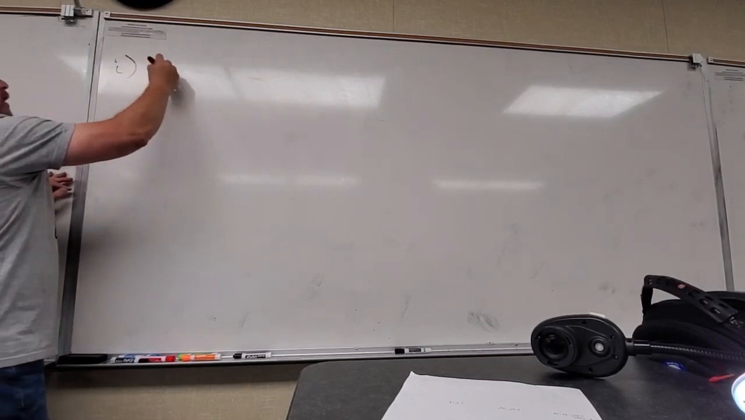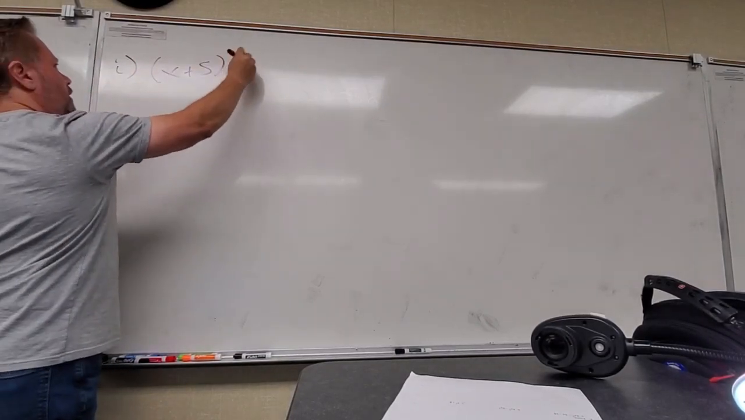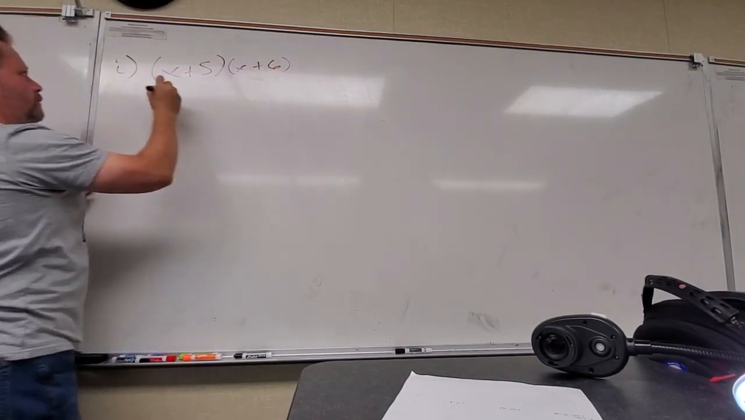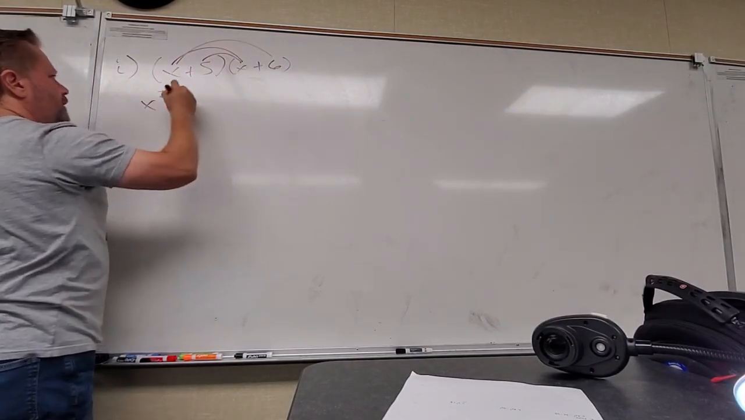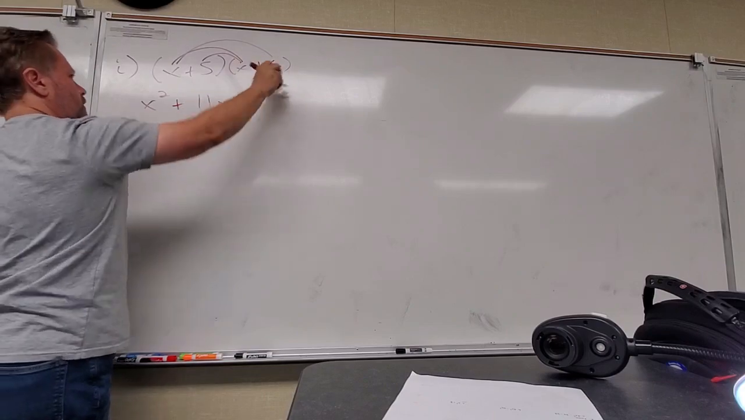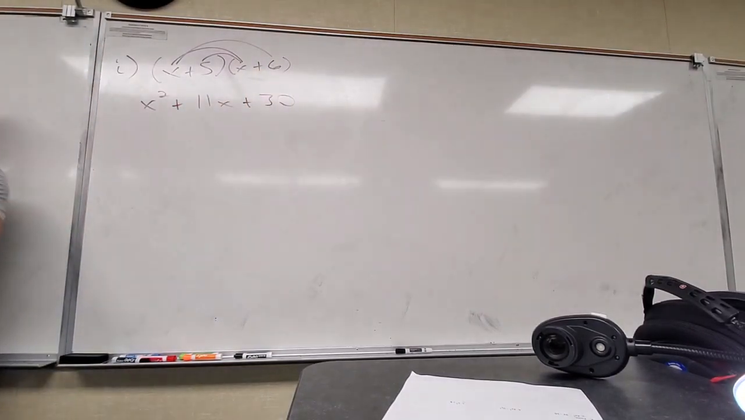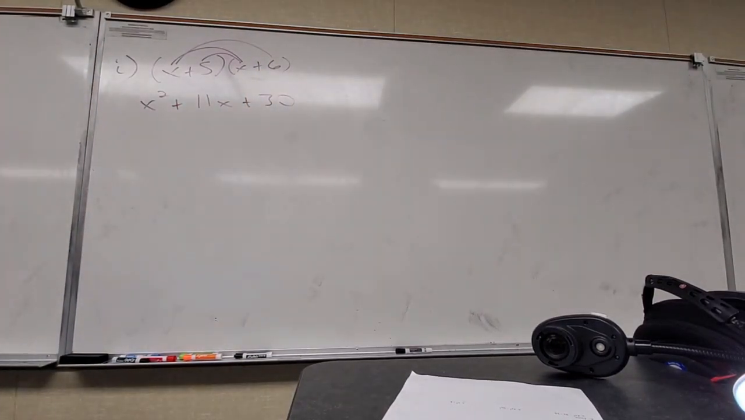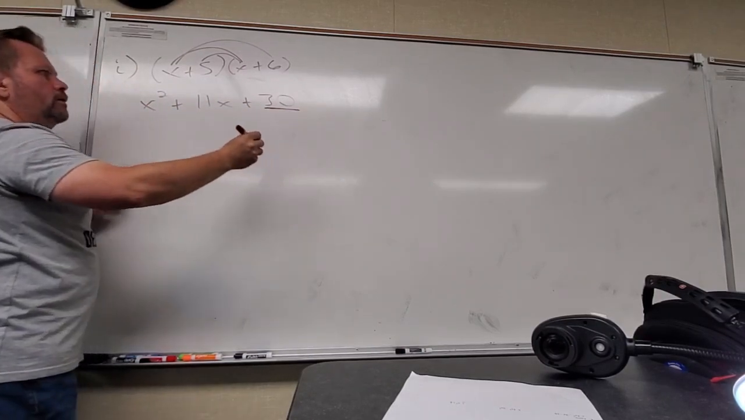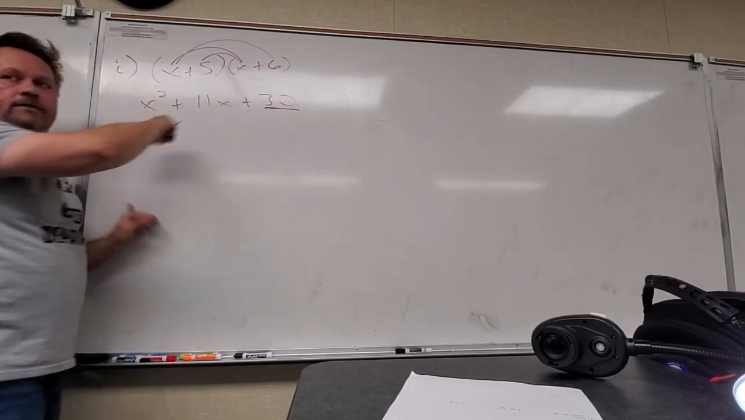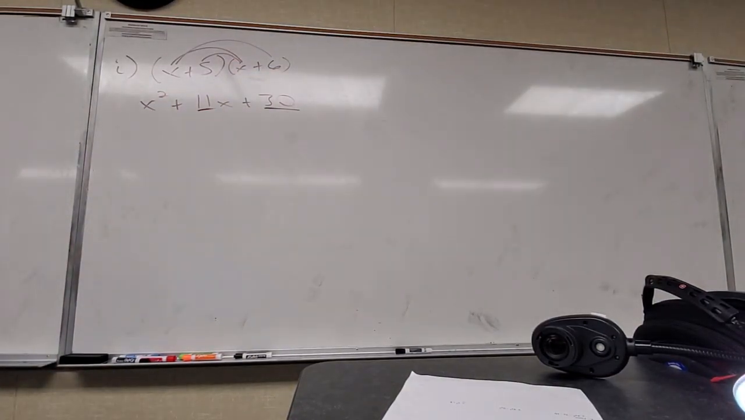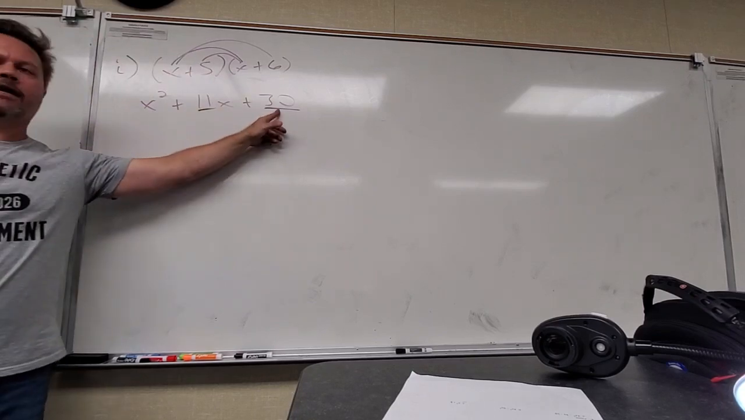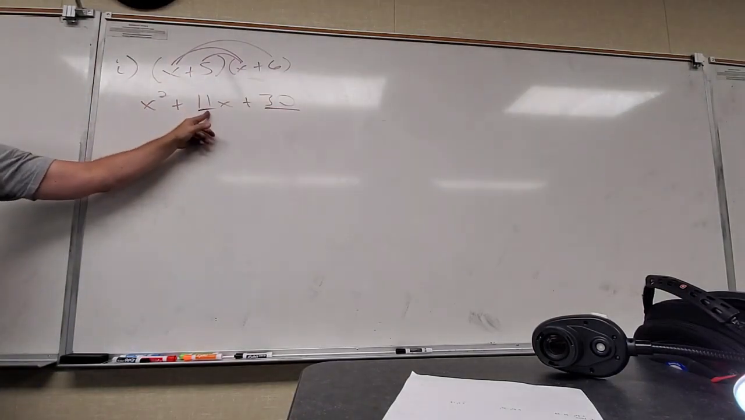So if I have x plus 5 times x plus 6, and I multiply these out, I get x squared plus 5x plus 6x is 11x, and 5 times 6 is 30. I'm going to do this a little quickly, but you guys know how to FOIL now. You with me? Where did 30 come from? 5 times 6. Where did 11 come from? 5 plus 6. Two numbers that multiply to be the last term and add to be the middle term.